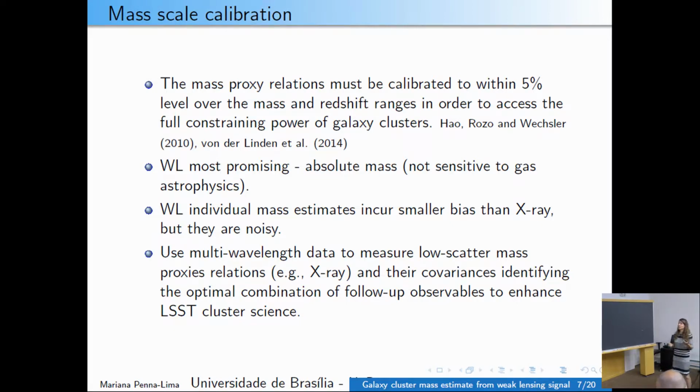But to obtain individual cluster mass estimates from weak lensing, you can obtain estimates almost unbiased, but they are very noisy. Okay, so you have to play and deal with it. So that's why it's really important to use multi-wavelength analysis, combining both, for example, X-ray and weak lensing measurements, such that you can bring the best of these two worlds, okay, and try to obtain a better mass estimate.